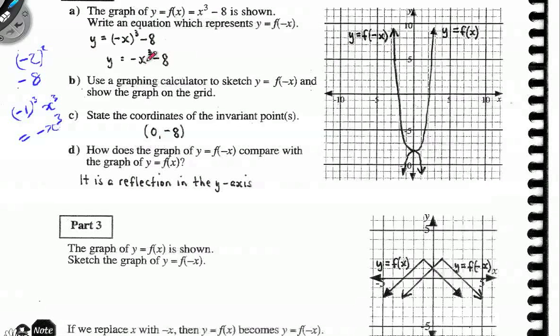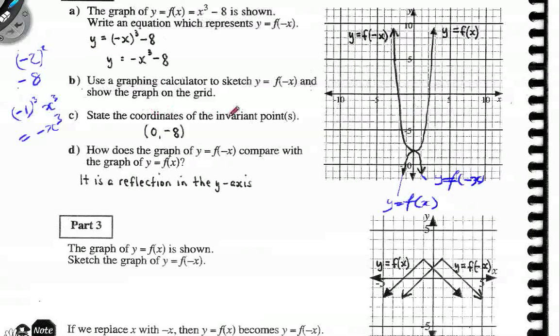So what's the graph we get? Well, the graph looks like this. The original graph actually starts here and goes all the way down with a little twist and down here. So this is y equals f of x. This one here, as it goes down this way, is y equals f of negative x, sorry. Okay, so you can sketch that with a graphing calculator and see what it looks like.